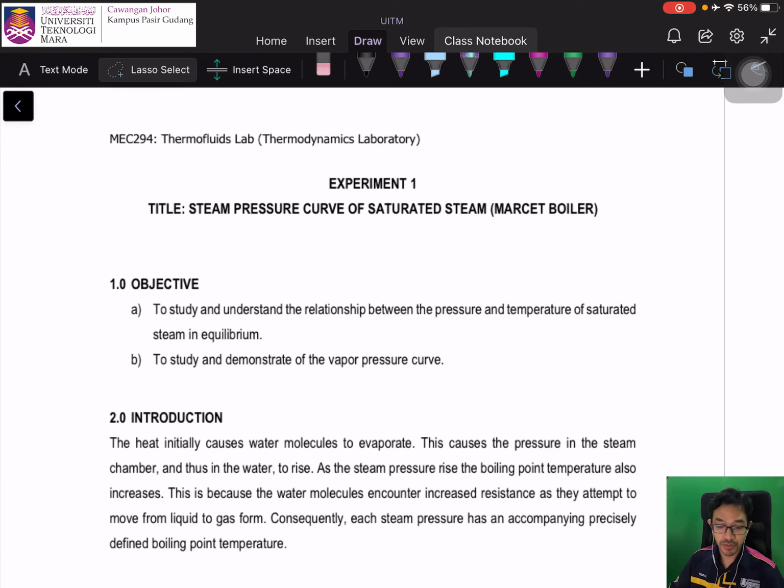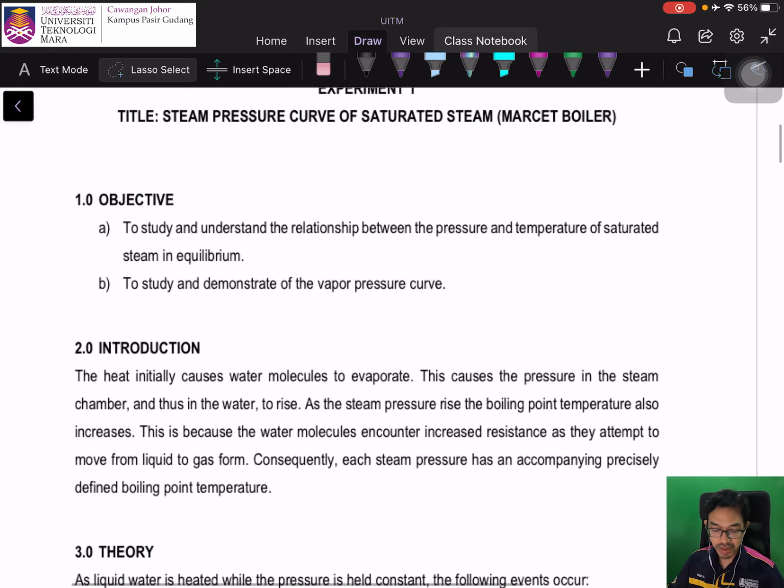Steam pressure curve of saturated steam, Marcet boiler. Okay, so before we go further on this experiment, let me read first the objective.